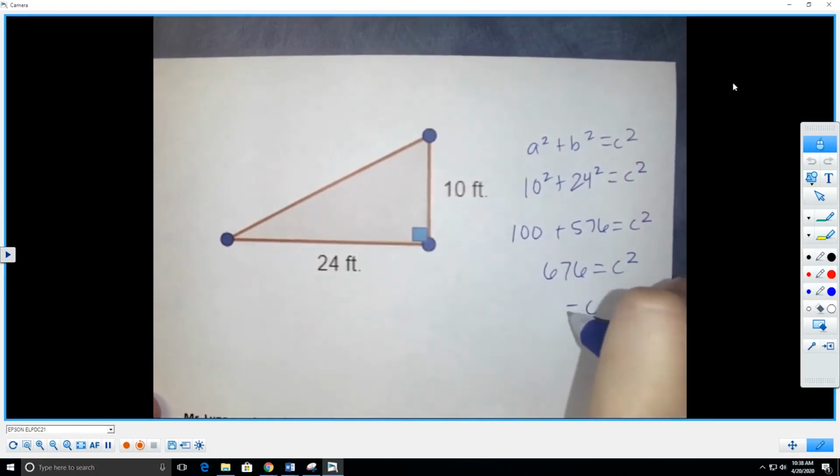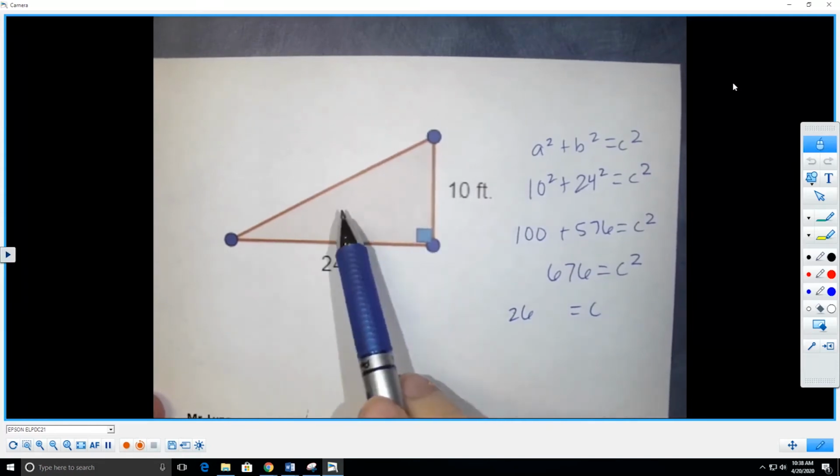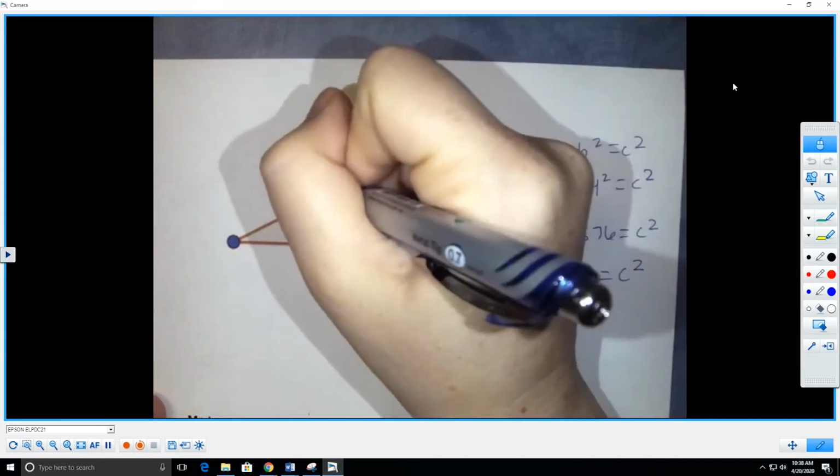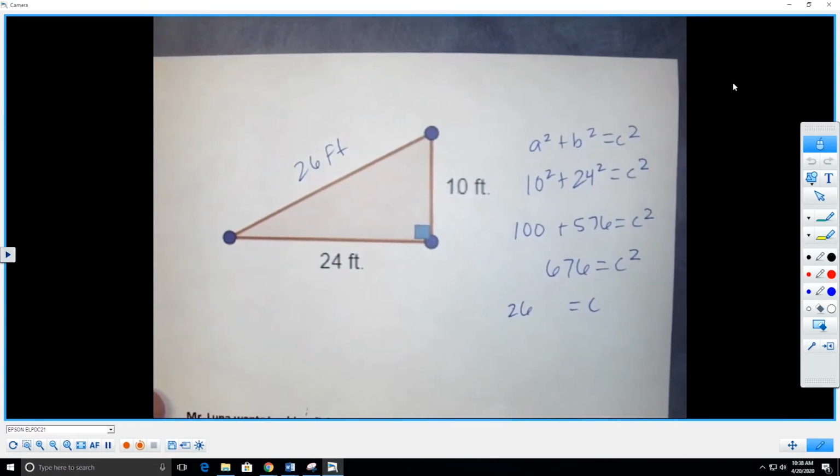So I have C equals 26. So in this case, we calculate that the length of the hypotenuse of the right angle triangle is exactly 26 feet. Now let's look at one more together.